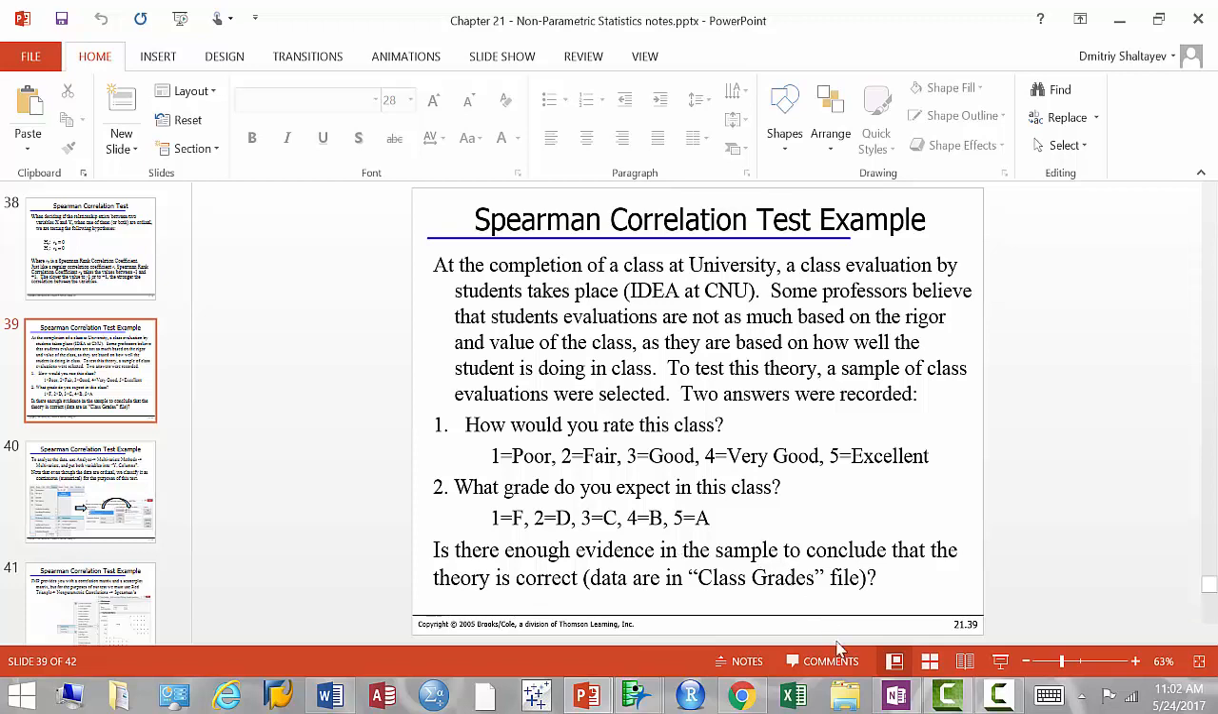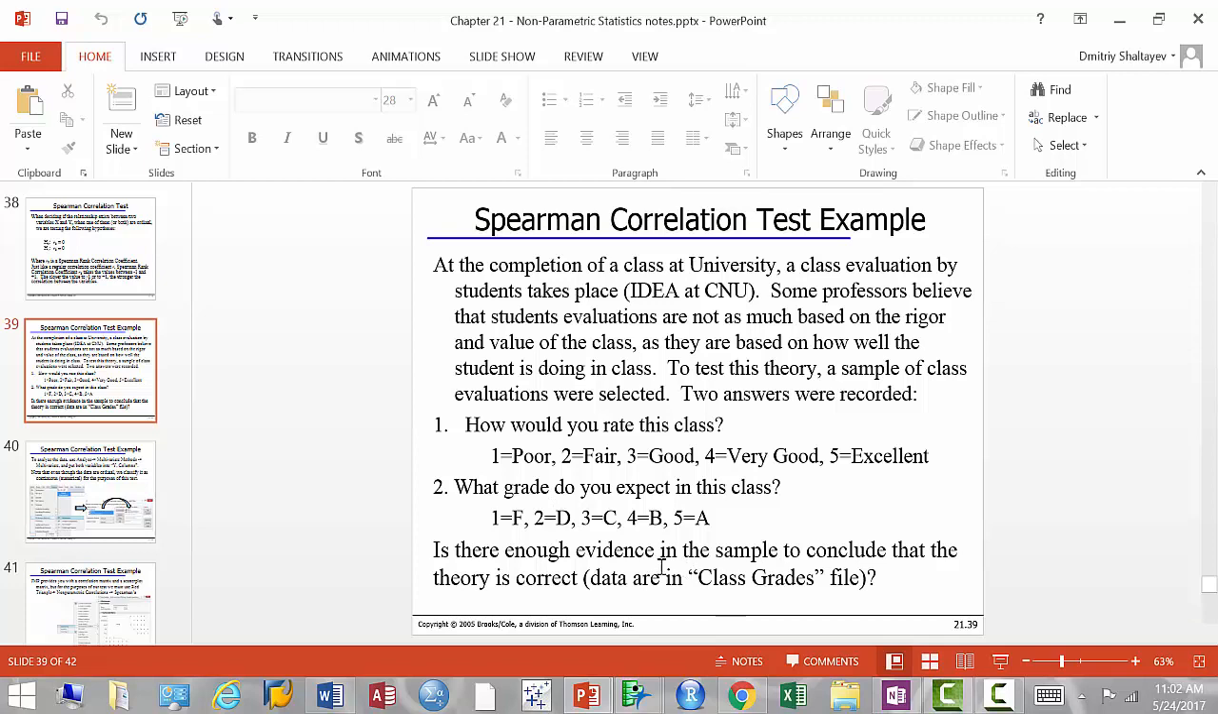So here's what was done, okay? We asked a number of students 2 questions, right? And then after that, all of that was recorded. How would you rate this class? On the scale from 1 through 5. 1 poor, 2 fair, 3 good, 4 very good, and 5 excellent. And also, what grade do you expect, based on your performance in class so far, to be your final grade? Okay, if it's F, failing class, it's a 1. If it's an A, that's a 5. Everything else is in between.